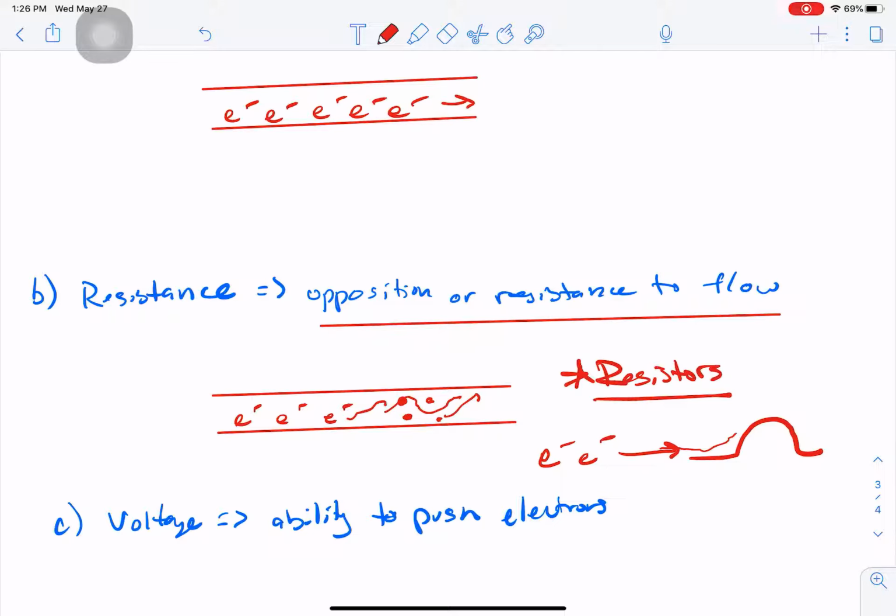Now, here's the common misconception. Students think that the number of electrons changes when they move through resistors. That's incorrect. The number of electrons remains the same. Current does not involve creating electrons, just putting the existing electrons in motion. So resistors do not reduce the number of electrons. They do not reduce the number of electrons. Got it?